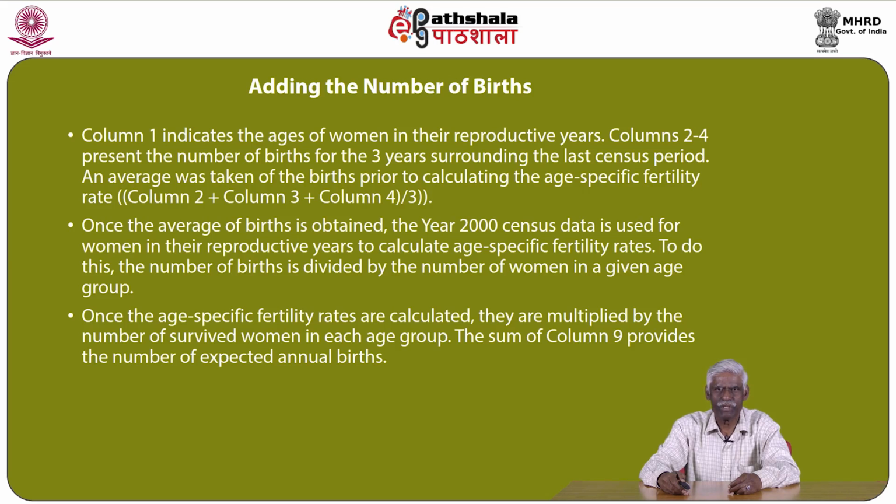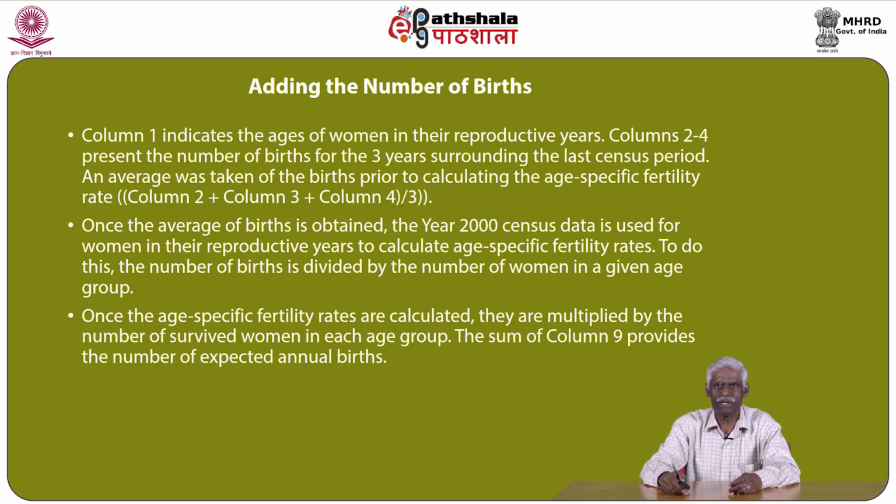Columns 2 to 4 present the number of births for the 3 years surrounding the last census period. An average was taken of the births prior to calculating the age-specific fertility rate by adding columns 2, 3 and 4 and dividing by 3. Once the average births is obtained, the year 2000 census data is used for women in their reproductive years to calculate age-specific fertility rates. To do this, the number of births is divided by the number of women in a given age group.